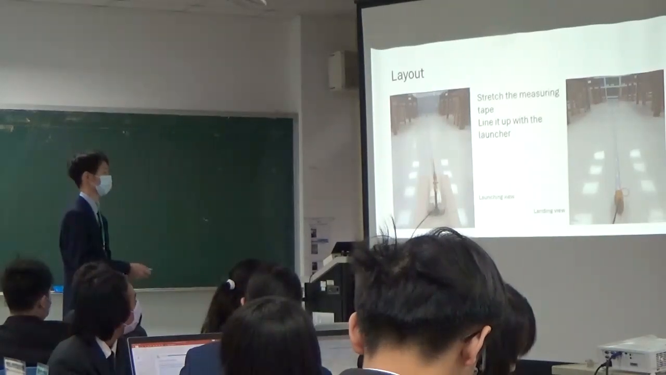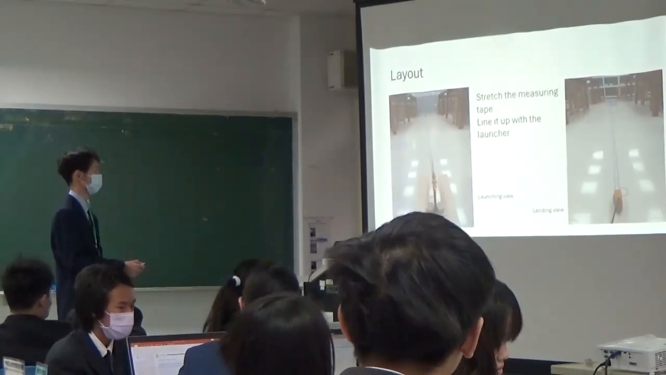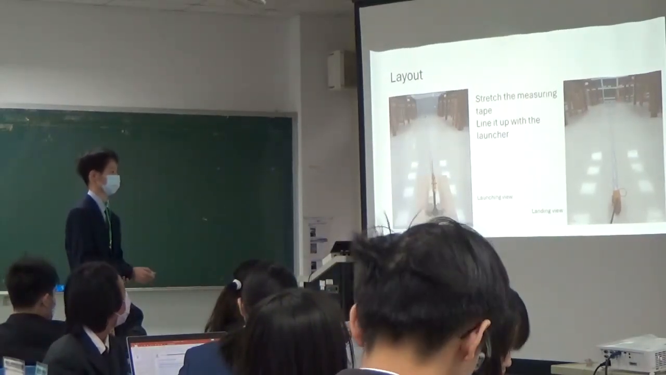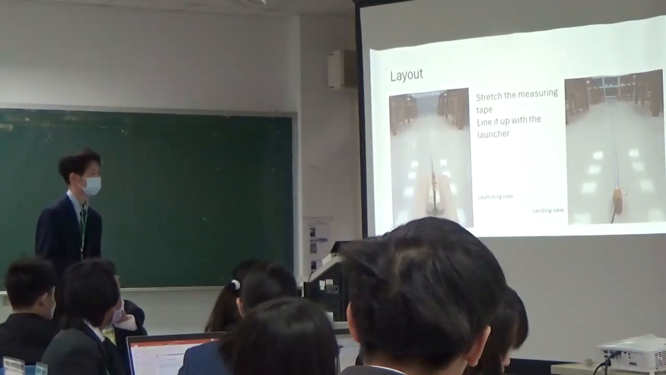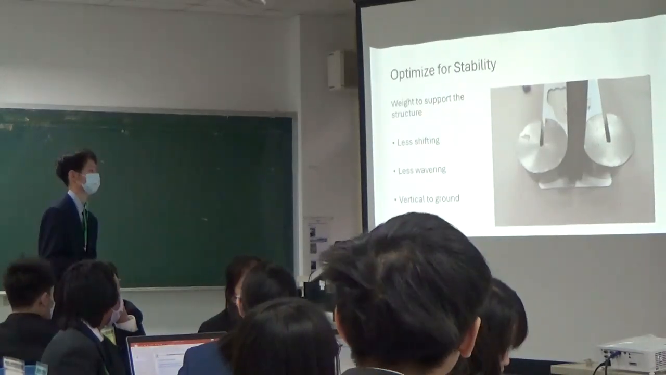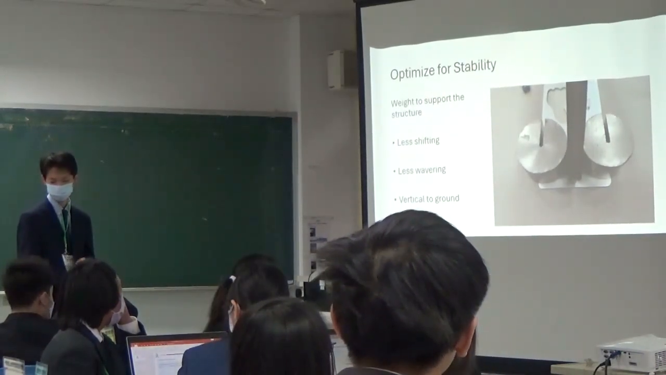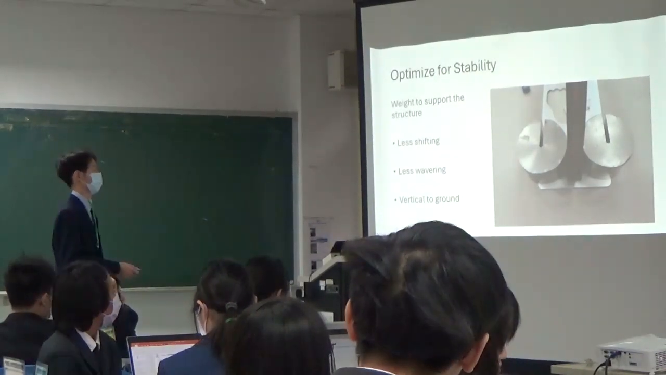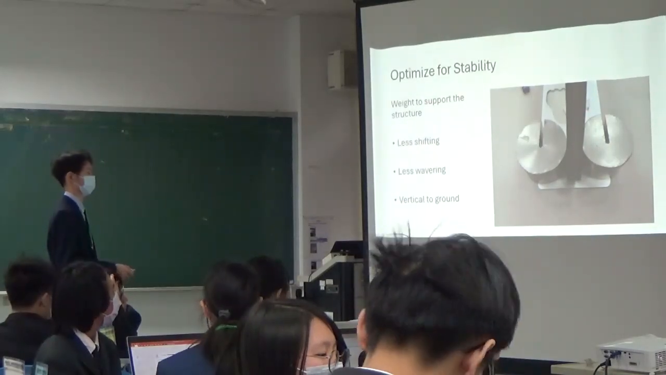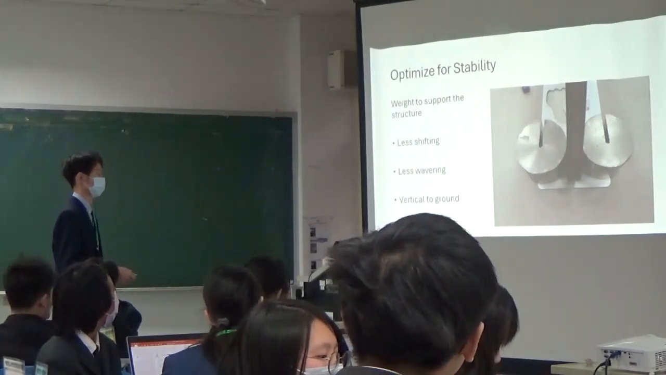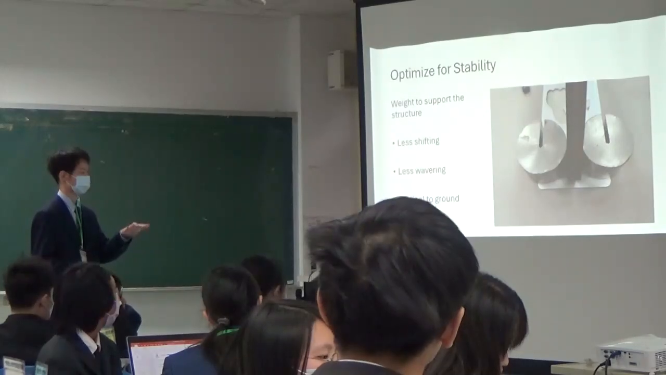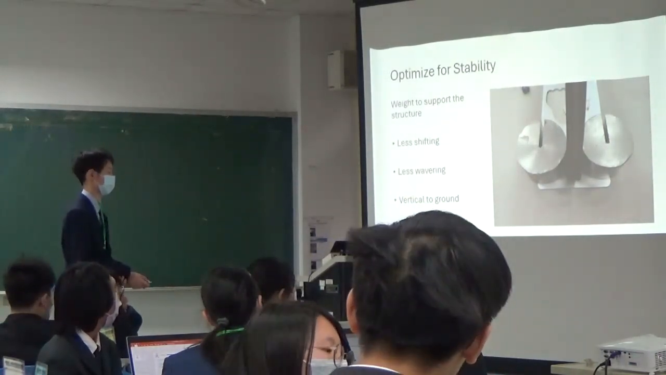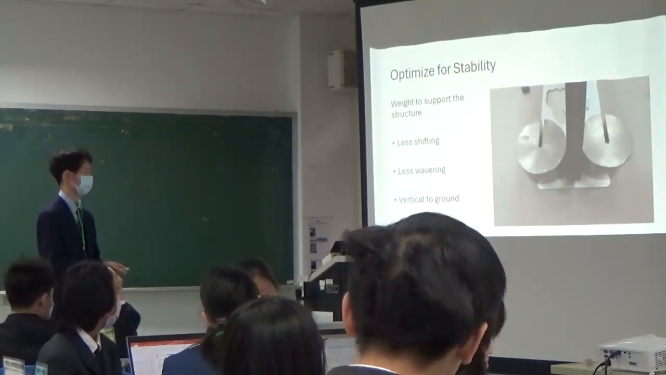So this is our layout. This one is what our layout looks like from the launching side, and this one is from the landing side. Our layout structure is not so stable, so we will optimize it with some weight. It will cause less lifting and less variation from the base and the gun. And with the weight, we can also make sure that the gun will be vertical to the ground.